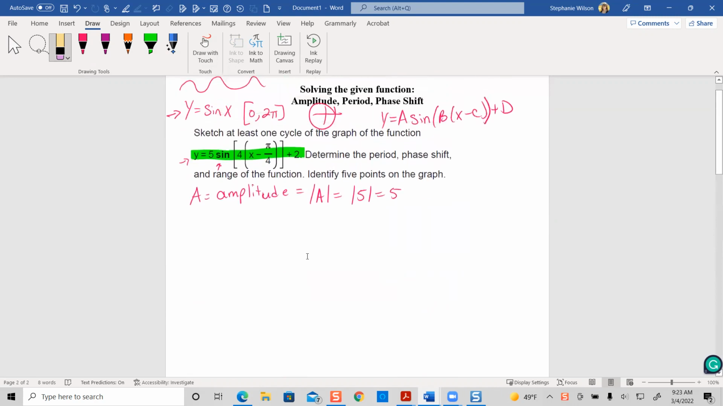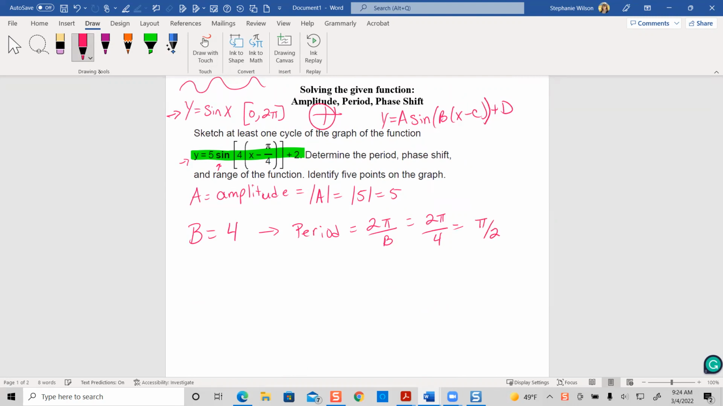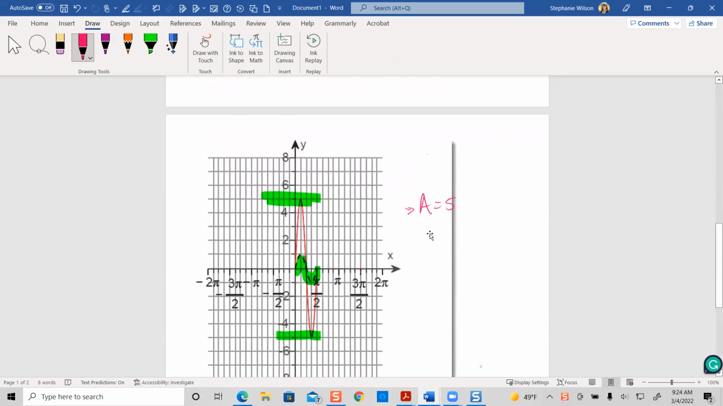All right. So now let's talk about our b. B here is 4, and b is going to be plugged into the formula that's going to solve for the period. So we have 2 pi over b. And when I plug in 4 for b, I can reduce this and I get pi halves. So that is my period. That means that I have this period. Let me show you real quick.